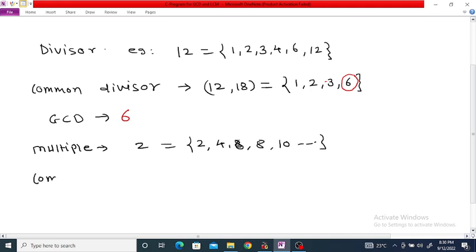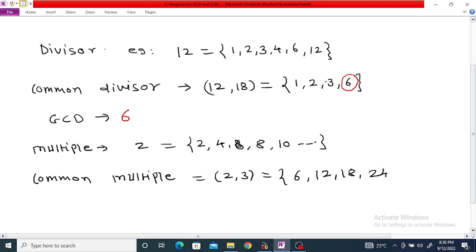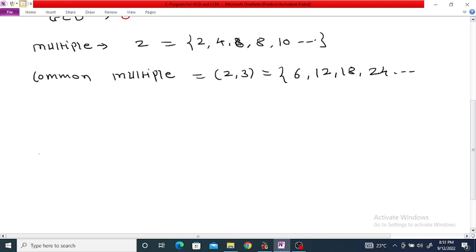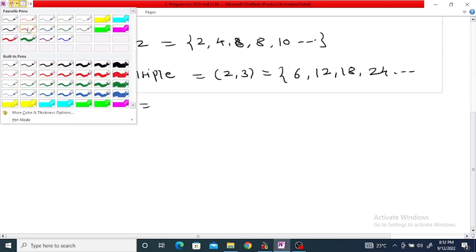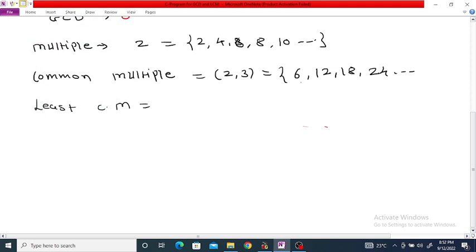So common multiple. For example, if we take the common multiples of 2 and 3, the common multiples are 6, then 12, 18, then 24. These are all common multiples. Therefore, what is the least common multiple here? Again you can see the least common multiple is 6. So LCM is equal to 6.